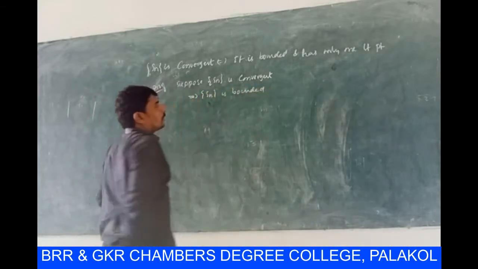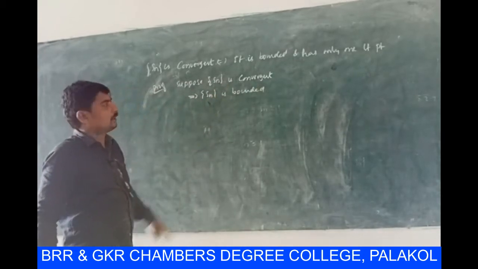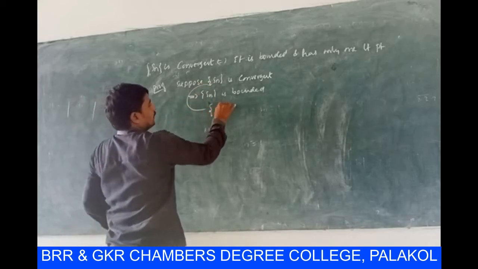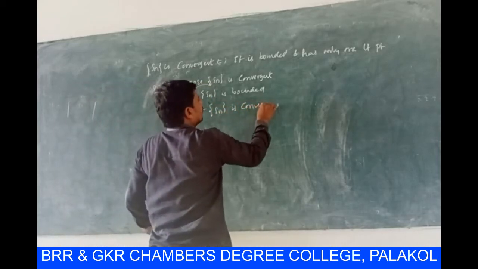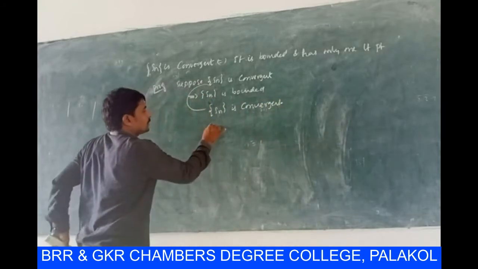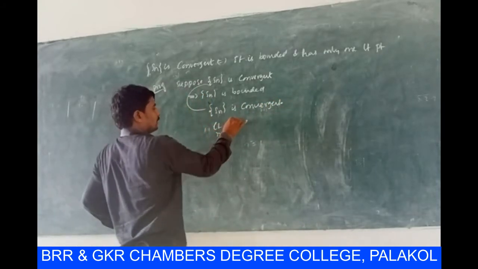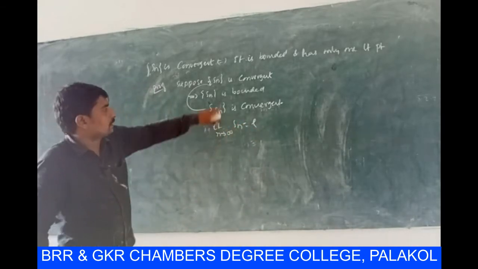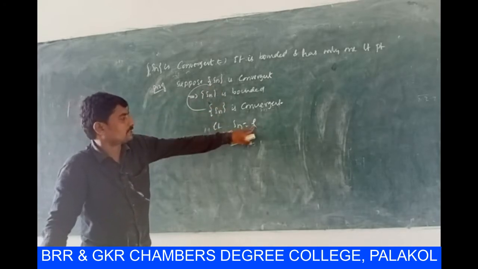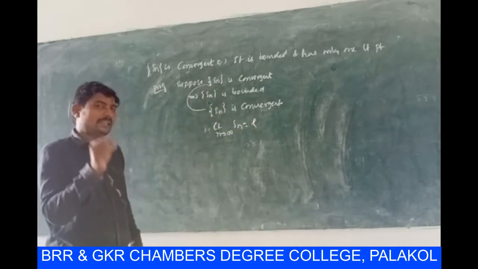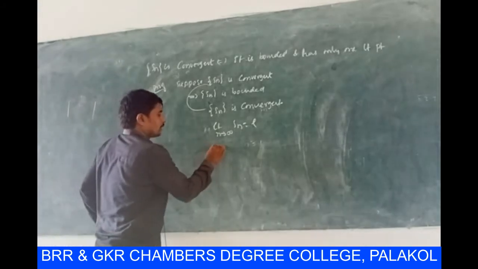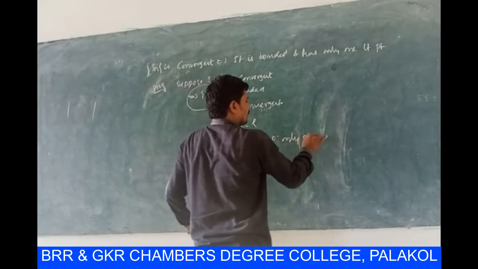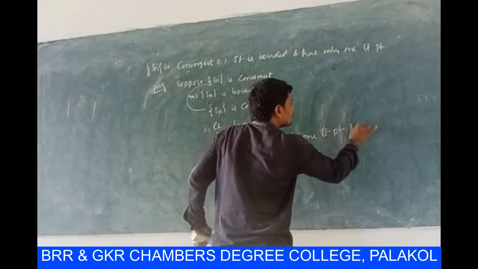Now we show that it has only one limit point. Since this sequence Sn is convergent, suppose that the limit as n tends to infinity of Sn is equal to L. Here L is the limit point of the sequence Sn, because already we know that the sequence is convergent. Now we show that L is the only limit point of the sequence Sn.